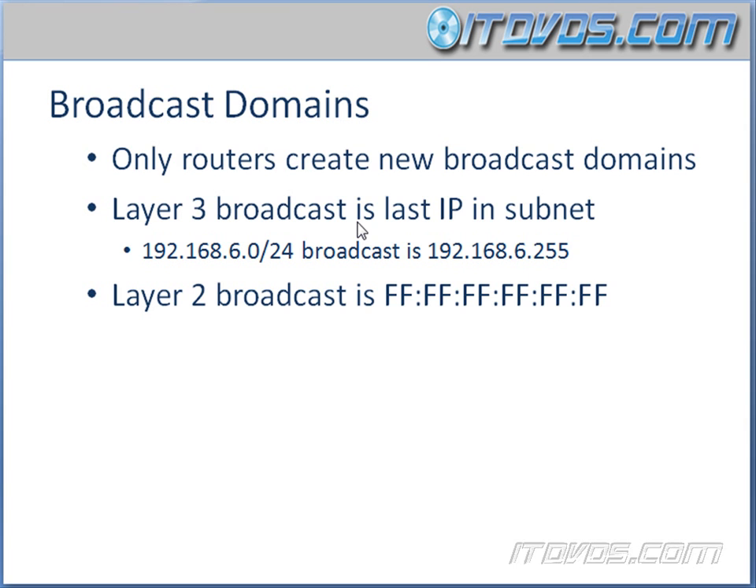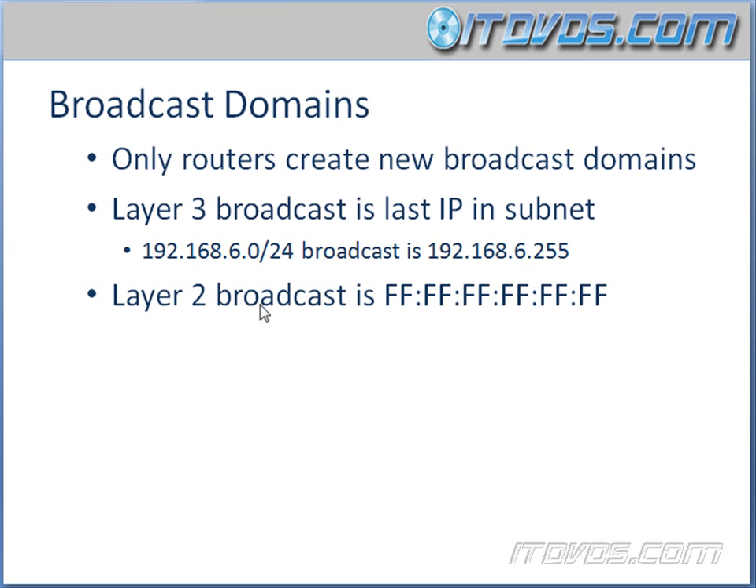A layer 3 broadcast is the last IP in the subnet, and we'll talk about how to figure out what the last IP or the broadcast address is for a particular subnet. But let's just take an example, 192.168.6.0/24, so this is going to be a Class C subnet. The broadcast IP address for this is 192.168.6.255. So if a computer that's in this subnet sends a packet to this IP address, then it's actually going to go to all hosts in the broadcast domain, so in the subnet.